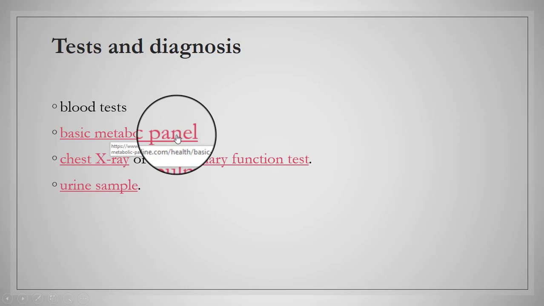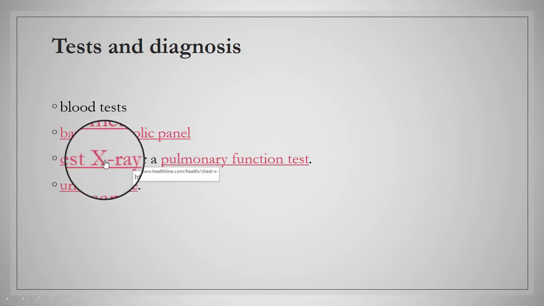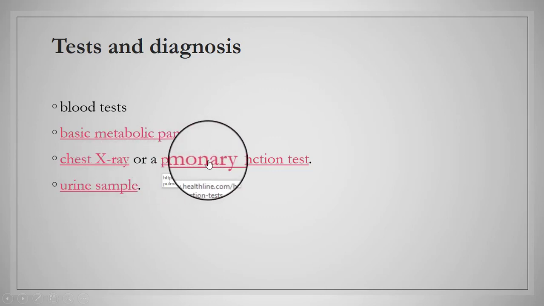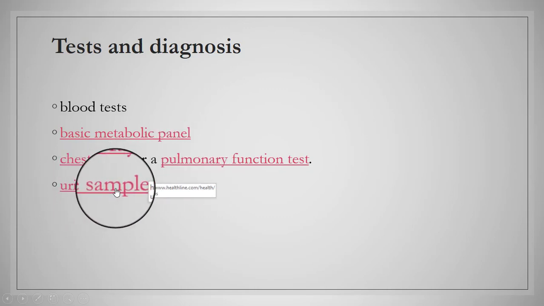Next, if you are diagnosed with respiratory acidosis, your doctor will want to check the health of your lungs. They may include a chest X-ray and the pulmonary function test, that is PFT. Next test: if metabolic acidosis is suspected, you will need to give a urine sample. Doctors will check the pH to determine the cause of your acidosis. So this was all about the investigation.